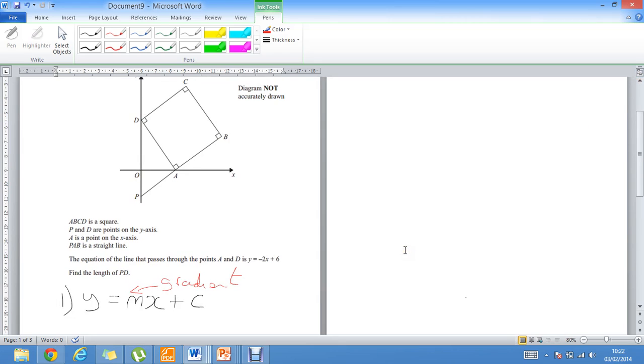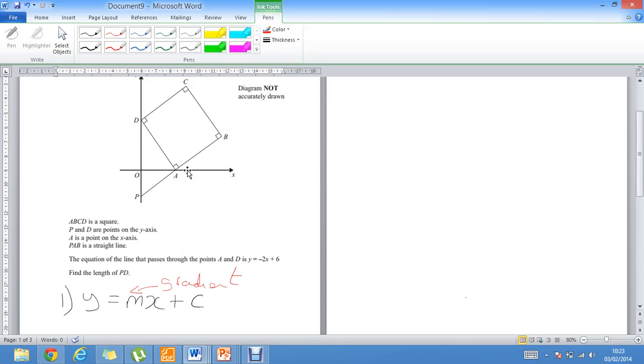The first thing that you have to know is that the equation of a straight line is always y equals mx plus c. In these sort of questions they will give you information. Your job is to ask yourself, why are they giving me this piece of information? For example, they're giving you that it's a square, so therefore all lengths will be equal. A is a point on the x-axis. P and D are points on the y-axis, but the main thing is PAB is a straight line. There's no need for them to tell you that, but they're telling you for a reason.